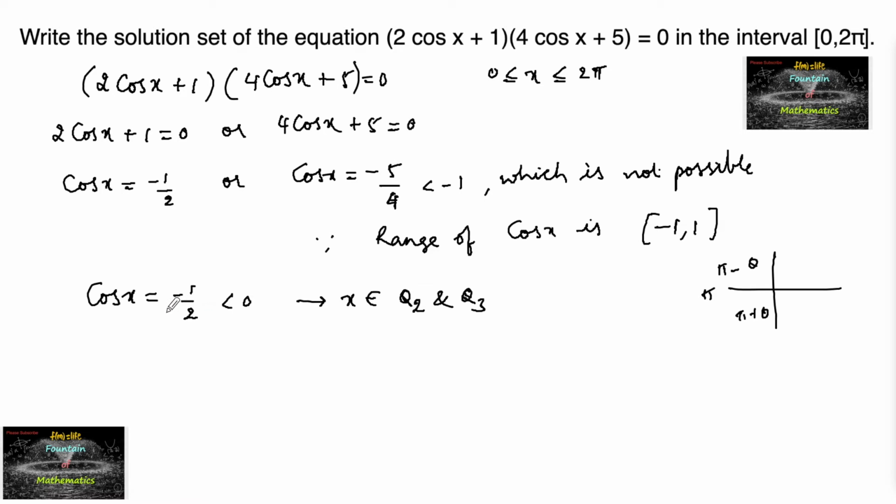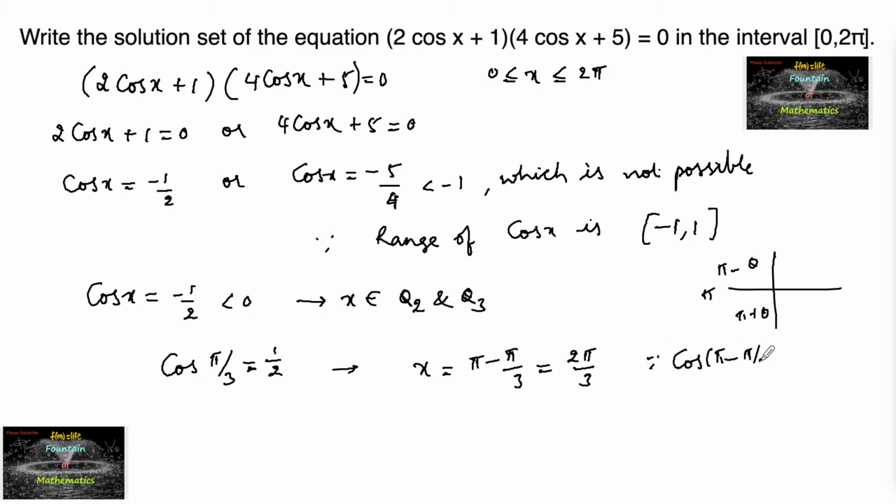Since cos 60 degrees is 1 by 2, that is, cos pi by 3 is equal to 1 by 2. So for the second quadrant, let us write x is equal to pi minus pi by 3. So that cos of pi minus pi by 3 will be minus 1 by 2. So that is 2 pi by 3 we will get, since cos of pi minus pi by 3 is equal to minus cos pi by 3.